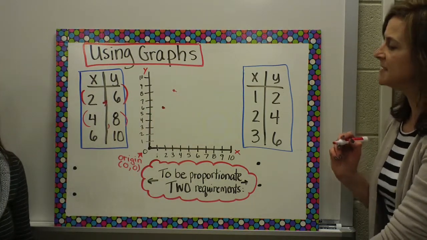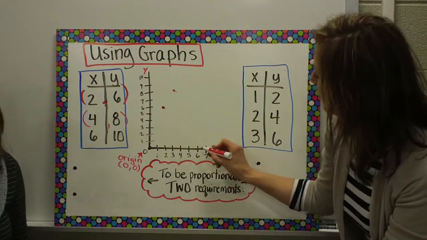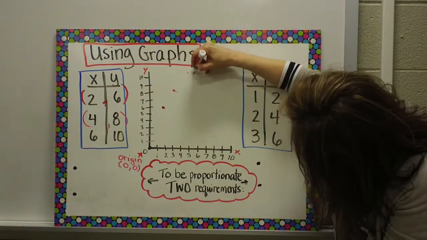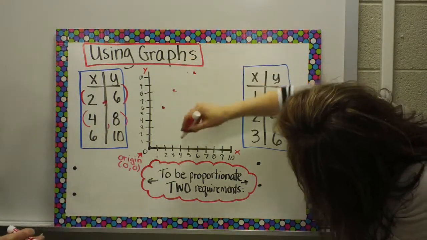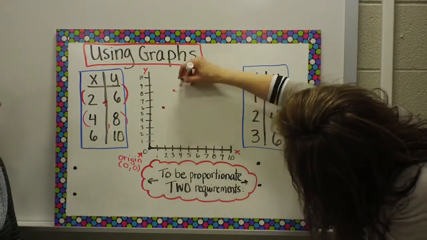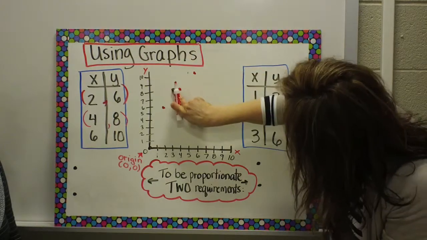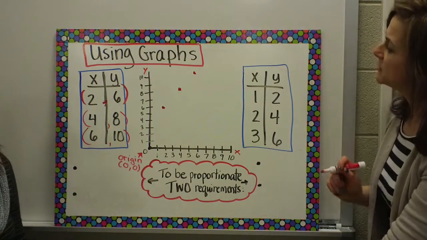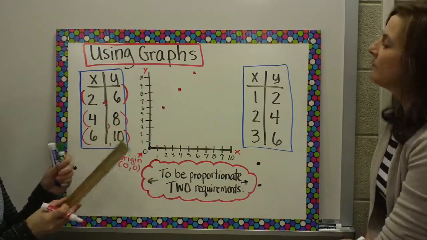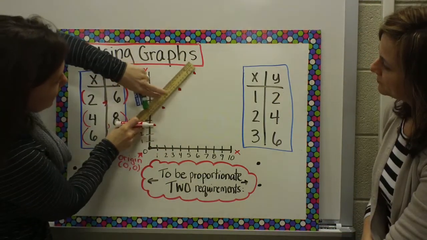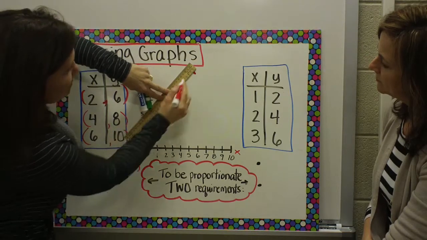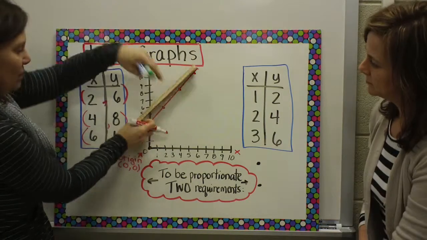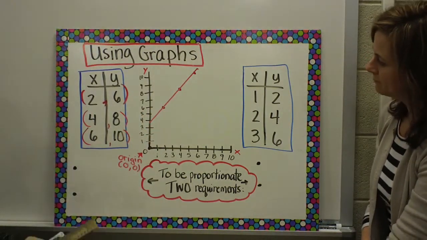And last we have 6 to 10, and so we're going to go over 6 and up to 10. We're going to do the best we can here. It's not perfect. Just do the best you can with those. All right, next you're going to take your ruler and connect the dots. So I'm going to line them up and draw my line going through.